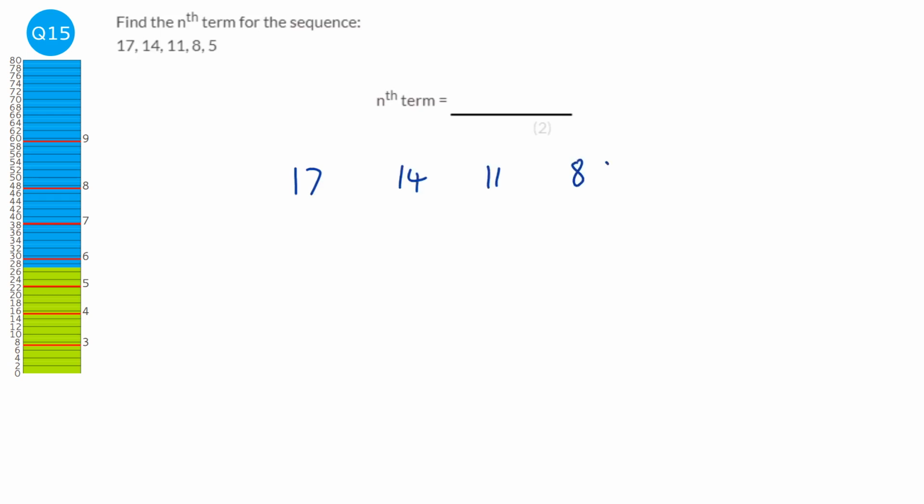So let's write these numbers out. And the first thing to do is work out what the numbers are going up by. So they're going up by -3, because they're minusing 3 each time. So we know that the number before the n is going to be -3. So whatever they go up in is the number before the n.